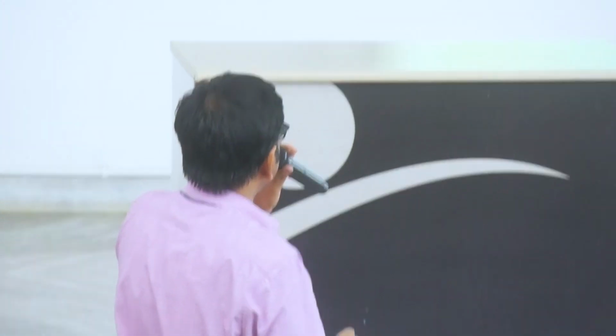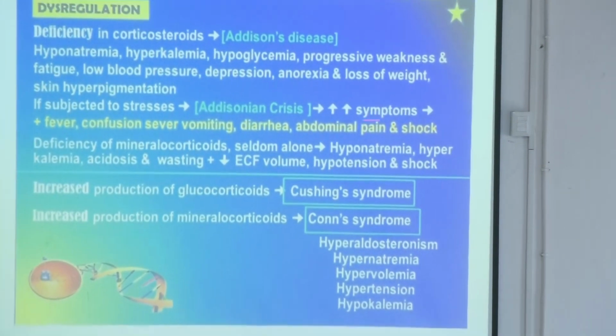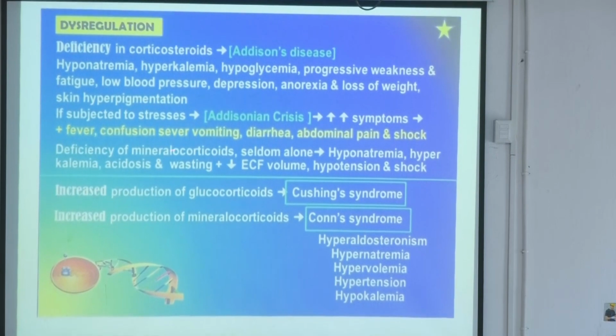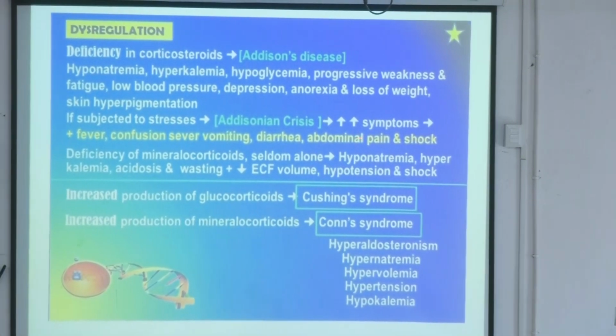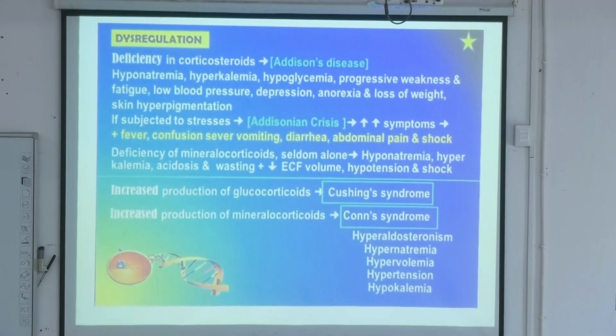When there is stress, the symptoms become very high and often because of that situation there is an associated fever, confusion with vomiting, diarrhea, abdominal pain and shock. So this is Addison's disease.